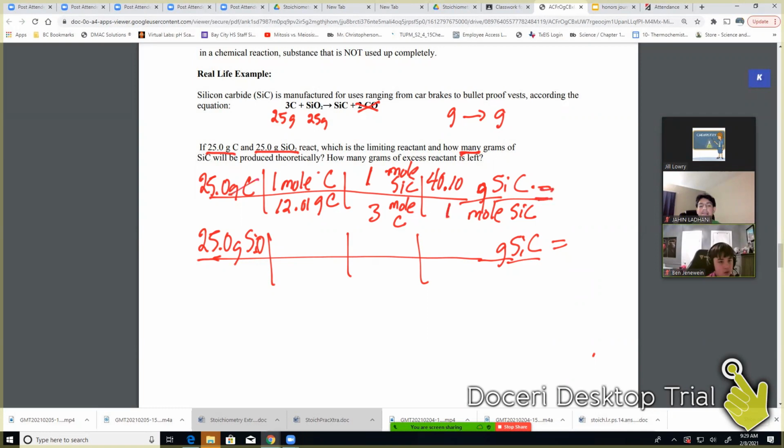So for this problem, I make sure my units cancel. Multiply across, like we've been doing, divide by what's on the bottom. And I get 27.8 grams of silicon carbide. So that's if all of my carbon is used up. Okay, but now we've got to do the same thing with my other reactant. So I have grams of silicon dioxide, so I have to use grams of silicon dioxide down here. That would be its molar mass, which is 60.09 grams per one mole.